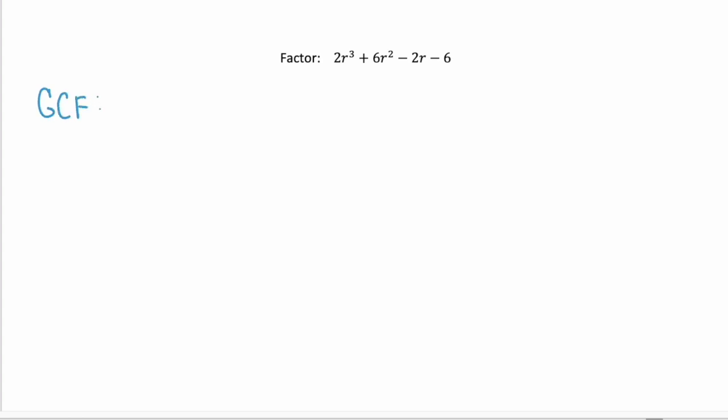So do we have a GCF? Yes. 2 and 6 are our coefficients, and they have 2 in common. So if we factor out the 2, we would have r cubed plus 3r squared minus r minus 3. Now, that polynomial in the middle, we can factor that out with grouping.